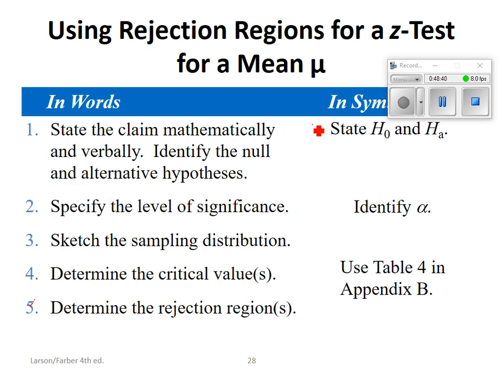So the first thing you've got to do when you're doing this is state your null and alternative hypothesis. Number 2, figure out what your alpha is. Number 3, you're going to use this little chart to figure out your critical values and to determine your rejection regions. Oops, sorry. Number 3 should be that. Number 4 and 5 is that.